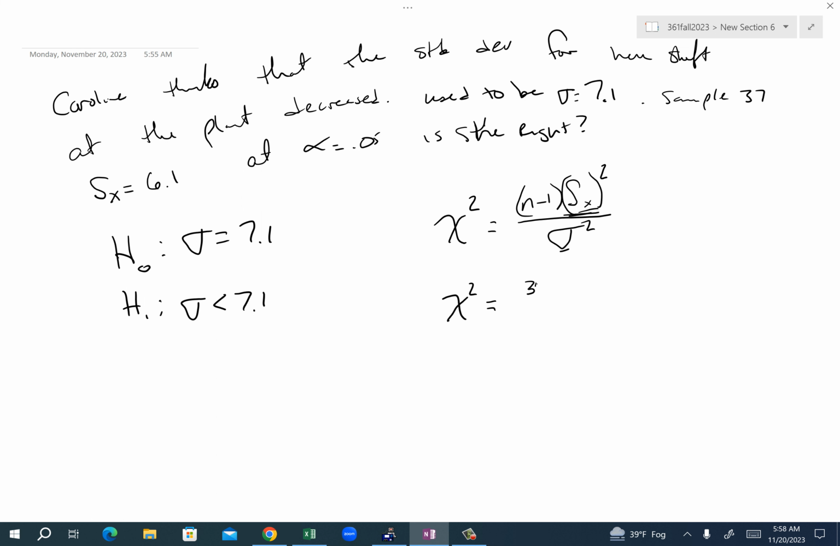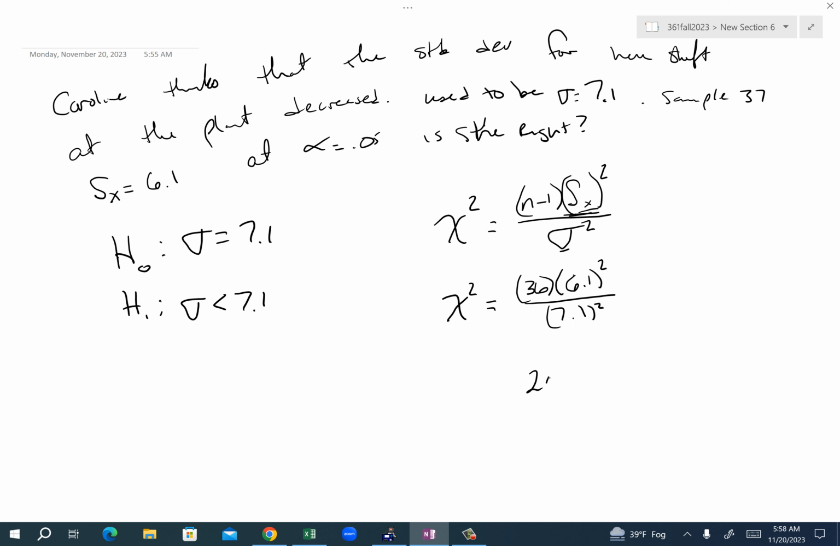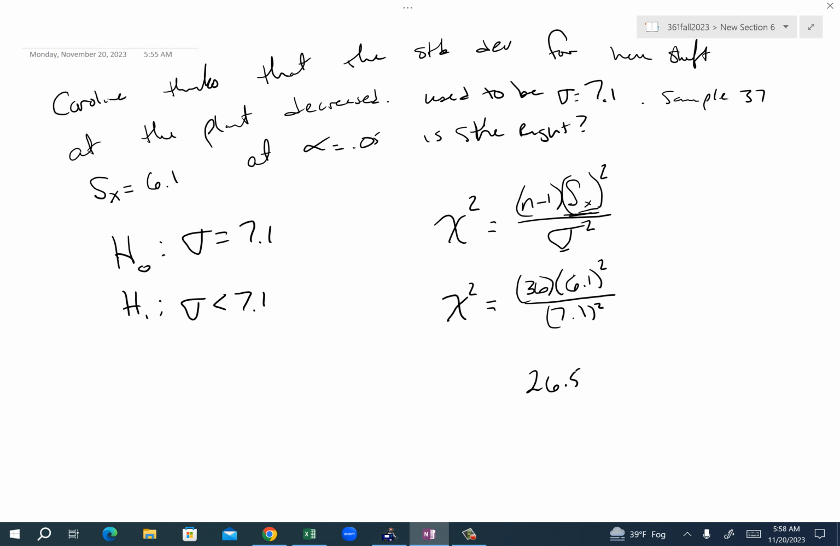Nice. So 36, that is my degrees of freedom, by the way, times 6.1 squared over 7.1 squared. Well, Jay, that's going to be a less than 1 to 1. I know, that's why we're in the lower tail. That's because she said it has decreased. You with me? Now, a thing that a guy can do is do this, parentheses, 6.1 divided by 7.1 squared times 36. And you get 26.5. 26.5, if I didn't screw that up. Yay, me.